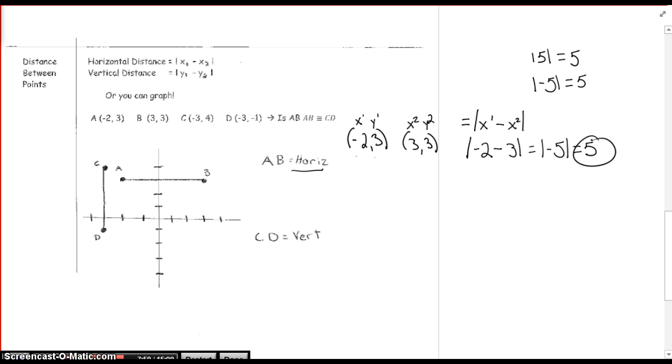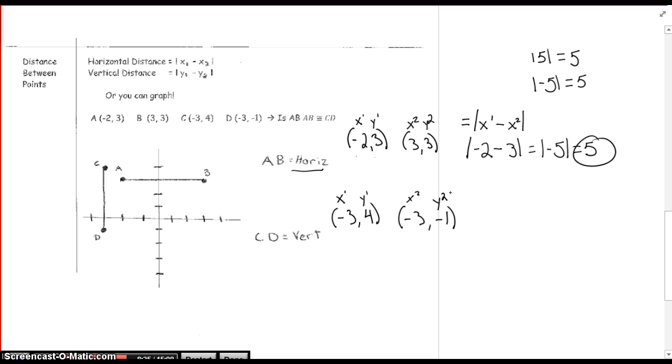Let's try the same thing now, but with the vertical. Now, it's looking at C and D. So let's get those points out right now: C is -3 comma 4, and then we've got D, which is -3 comma -1. Again, your first point is just the x1 and y1. The second point is always going to be x2 and y2.